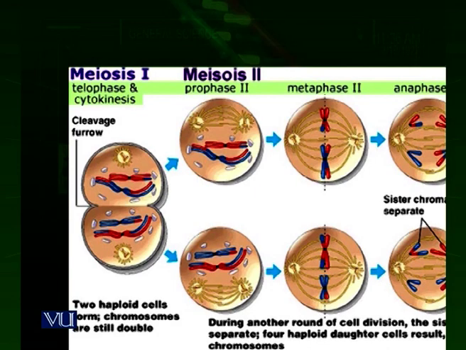Meiosis II will occur in the two cells which are already produced by meiosis I. You can see the first cell is dividing and the second cell is also dividing. Meiosis II is just like mitosis. In meiosis II, the first phase is prophase. We call it prophase II because this is the prophase of meiosis II.